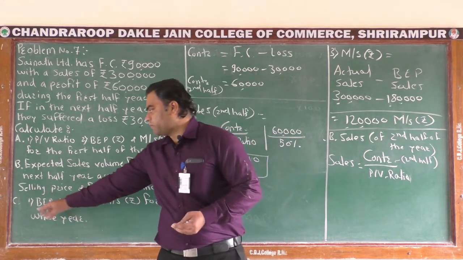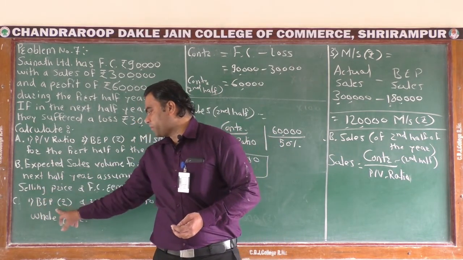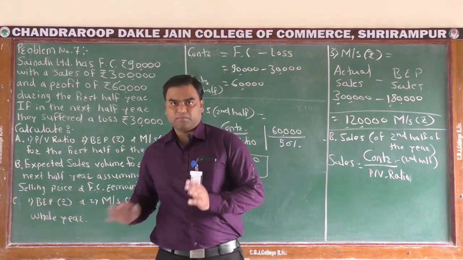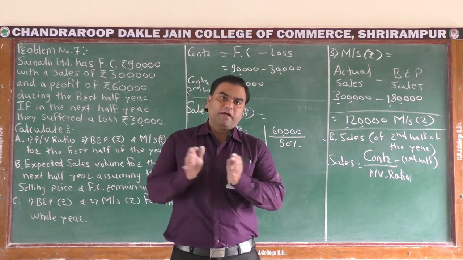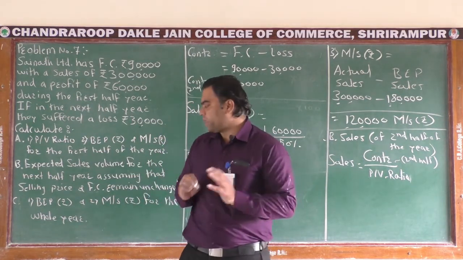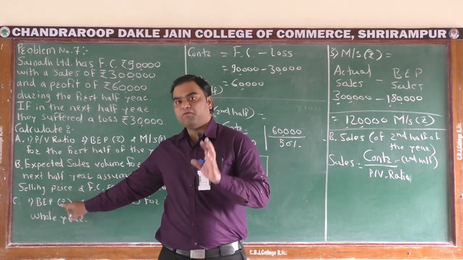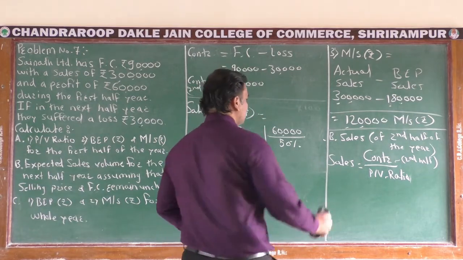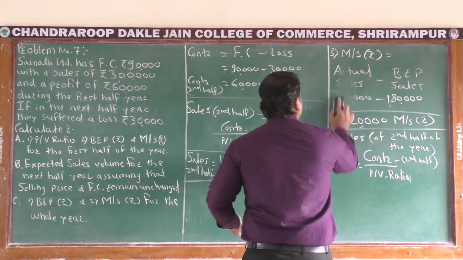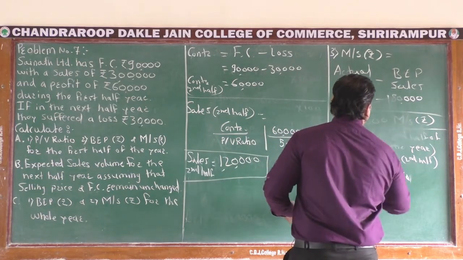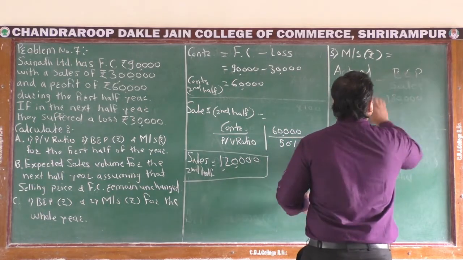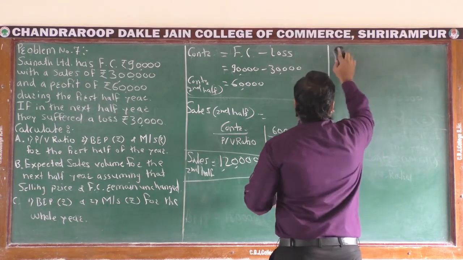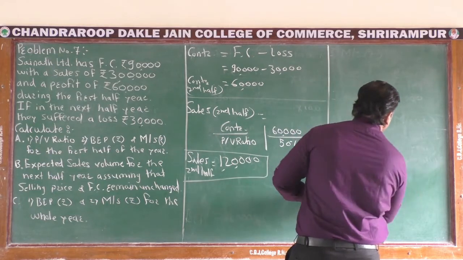Now we are going to calculate, in section C, BEP in rupees and margin of safety in rupees for the whole year, for the complete year, first half and second half together. So we are asked to calculate BEP of the whole year and margin of safety of the whole year. So let's start calculating the same. First of all, we are asked to calculate BEP of the whole year. So what data will we require? Fixed cost.